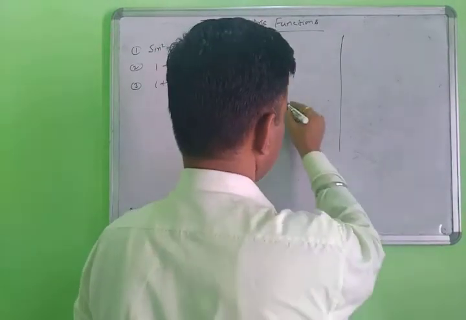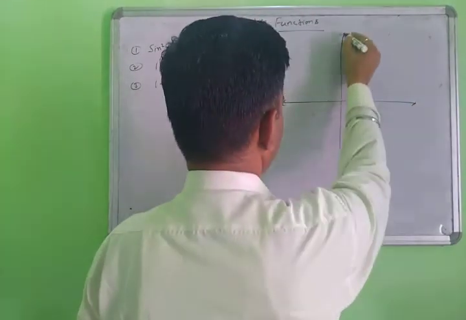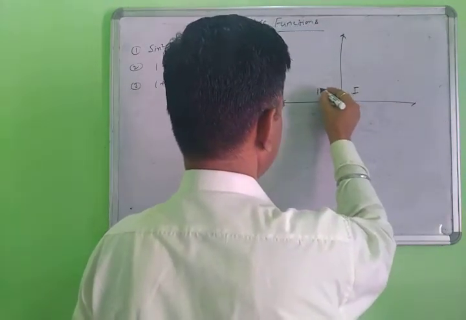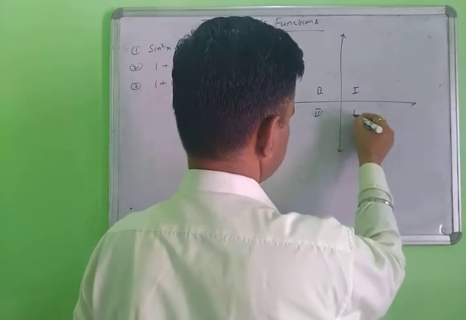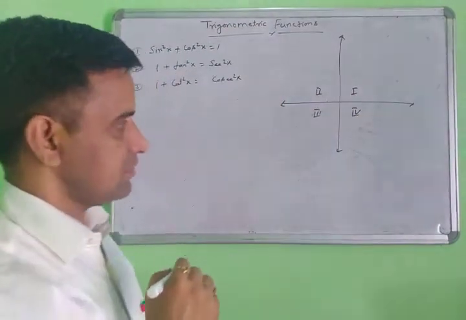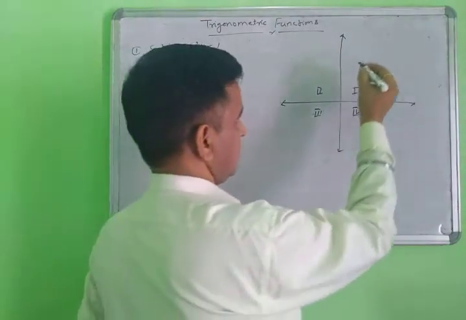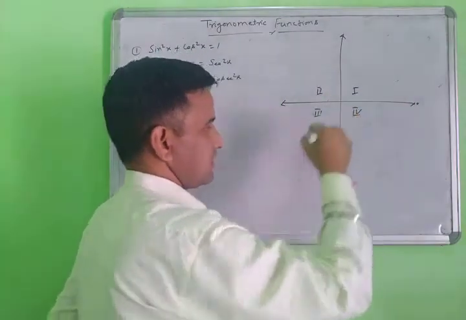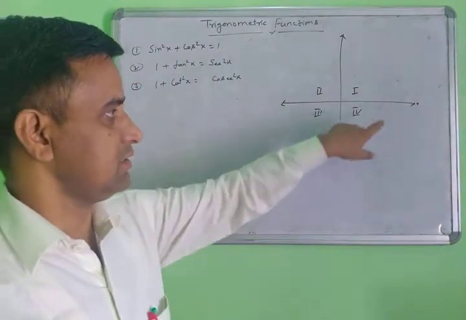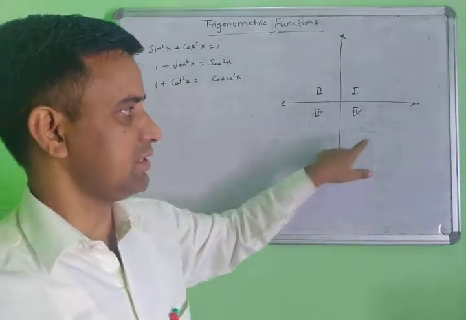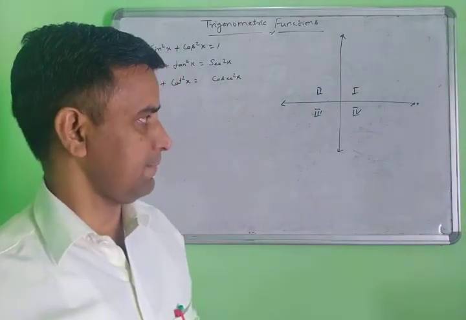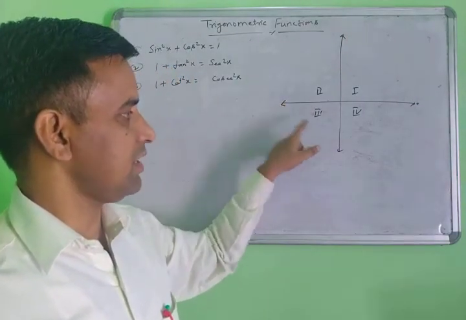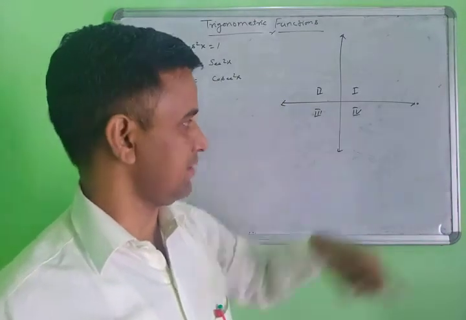Here, this is the first quadrant, this is the second quadrant, this is the third quadrant, and this is the fourth quadrant. Suppose this is 0 degrees and the complete angle is 360 degrees. They are 0, 90, 180, 270 and 360. Starting here, pi by 2, pi, 3 pi by 2 and 2 pi.